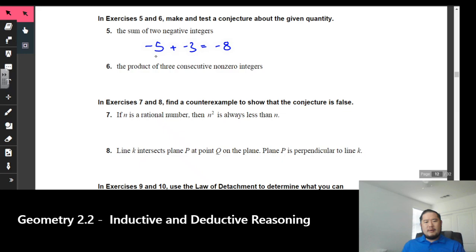All right, there you go. Sum of 2 negative integers. I took 2 negative integers, I added them up because that is the sum, and we have -8.